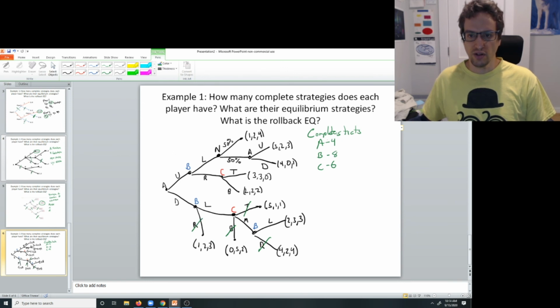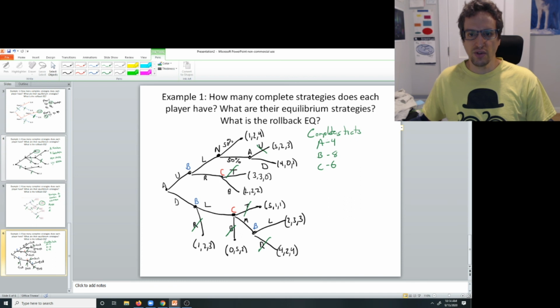It's up here. So 3, 2, 3 for A and 4, 0, 1. A will take 3, 2, 3. Or sorry, 4, 0, 1. I did the right thing, said the wrong thing. C is going to have 3, 3, 0 versus 2, 2, 2. They're going to take 2, 2, 2. We're going to take bottom, 2, 2, 2.